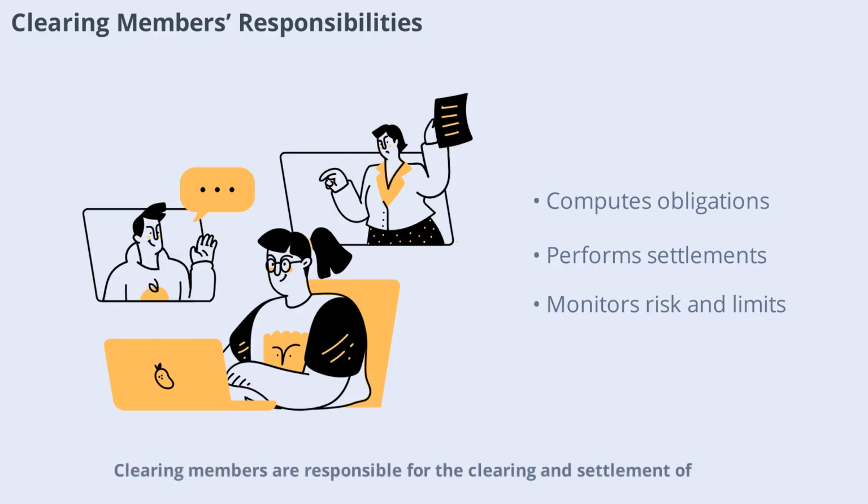Clearing members are responsible for the clearing and settlement of all deals executed by trading members who clear through them. Their key functions include computing the obligations of trading members, performing actual settlements, setting position limits, and monitoring positions continuously. They also confirm trades for custodial participants and ensure that all regulatory and risk management requirements are met. By maintaining strict oversight, clearing members help maintain the stability and reliability of the market.